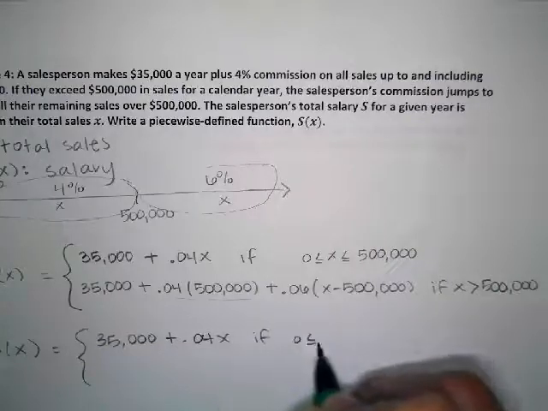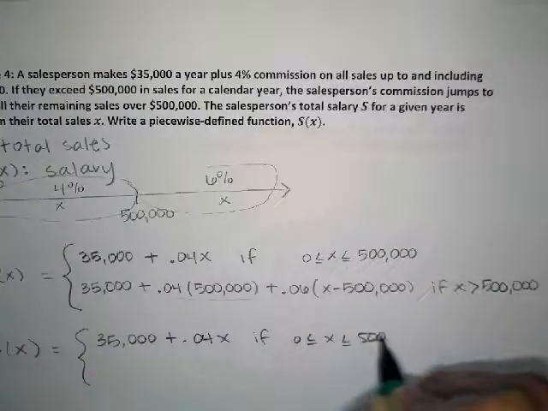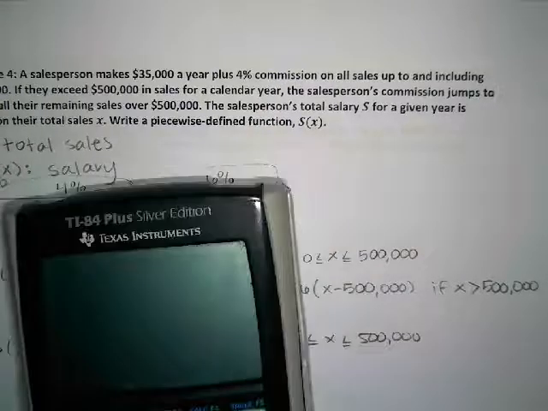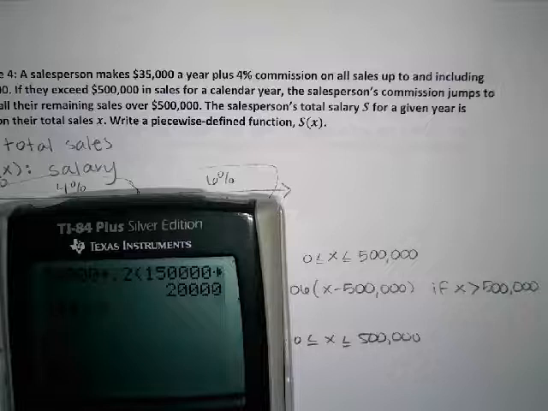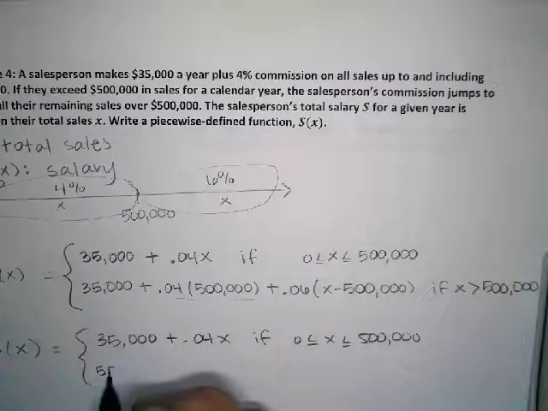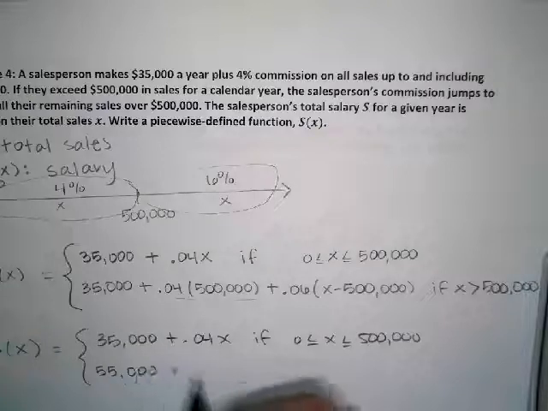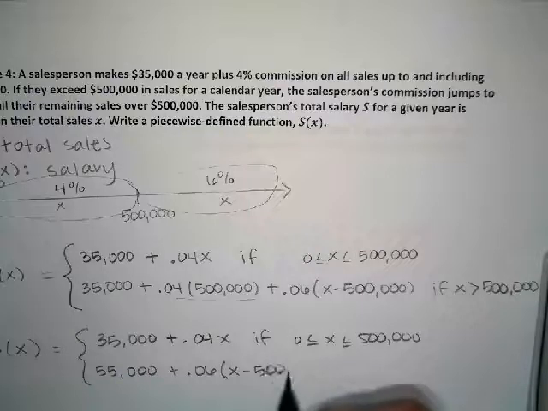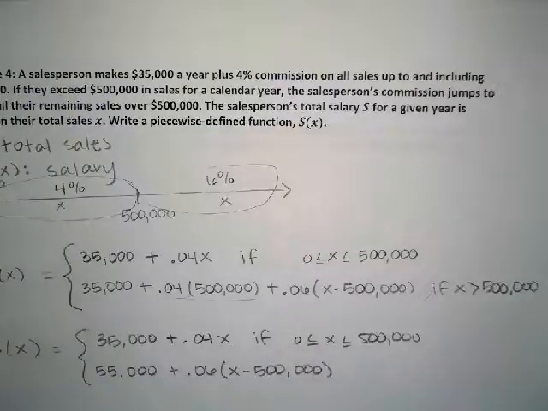Okay, so we've got 35,000 plus 4% of 500,000, which is 55,000, plus 6% of whatever you sell over 500,000. How do we feel about that?